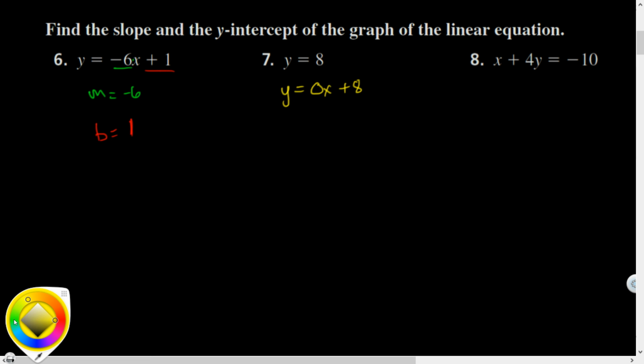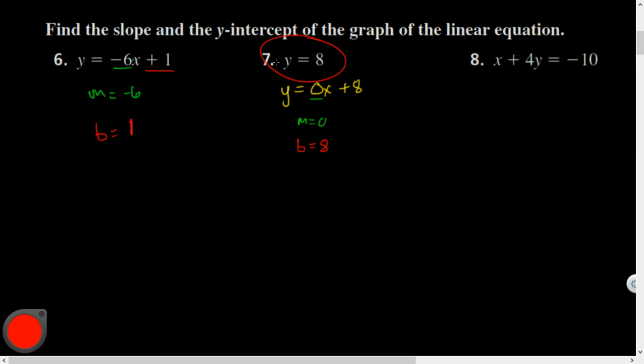If I write it like that, could you tell me what do you think the slope is of this line? What's the m? Yeah, the m is the 0. Okay, and what's the b, the y-intercept? Yeah, and the b is the 8. Okay, and even if I didn't rewrite it in this form, you guys actually might have already known that.